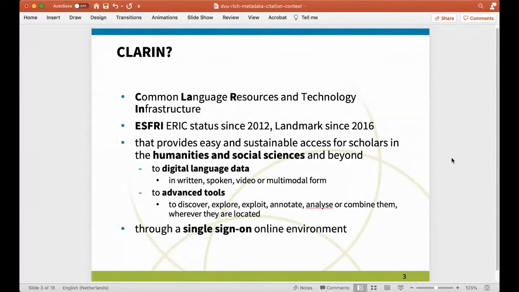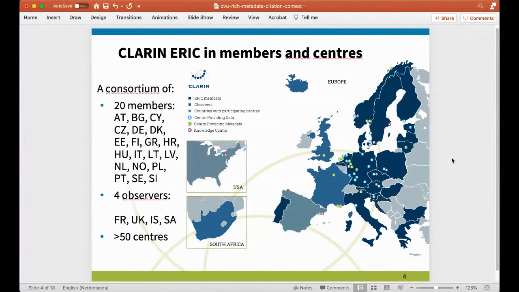And the idea is to provide this through simple, single sign-on based environments where researchers can get access to the data and the tools also from other locations. We have a whole network behind this based on so-called centers. In our consortium, there are 20 members and 4 observers, mainly in the EU, as you can see on the map. And then we also have some recent additions, being South Africa and Carnegie Mellon University in the US. So we're broadening the scope a bit, but still mainly focused in Europe.